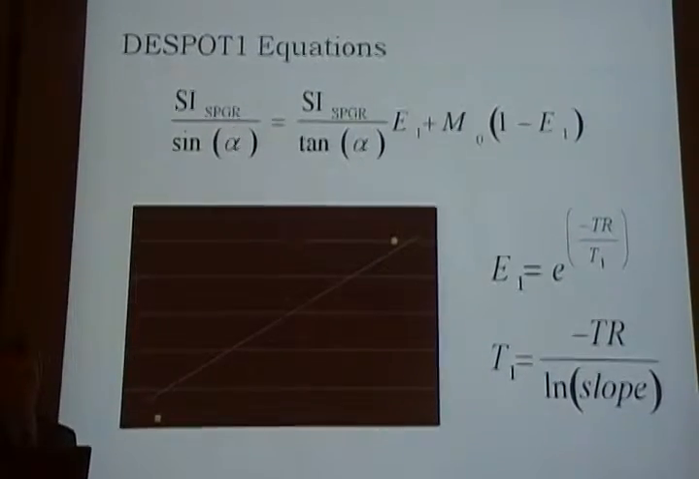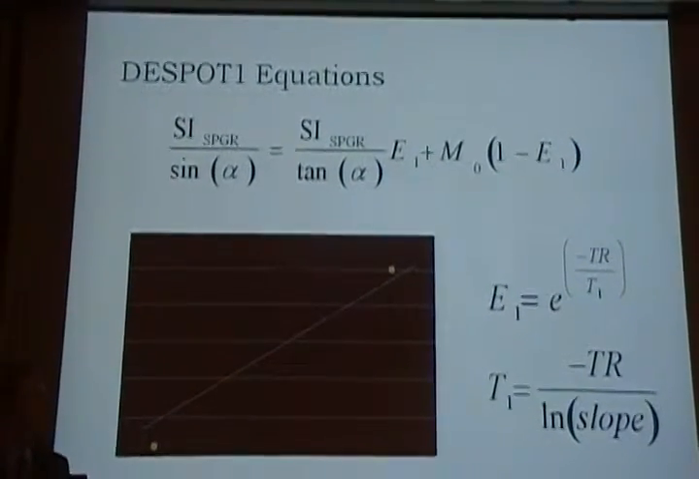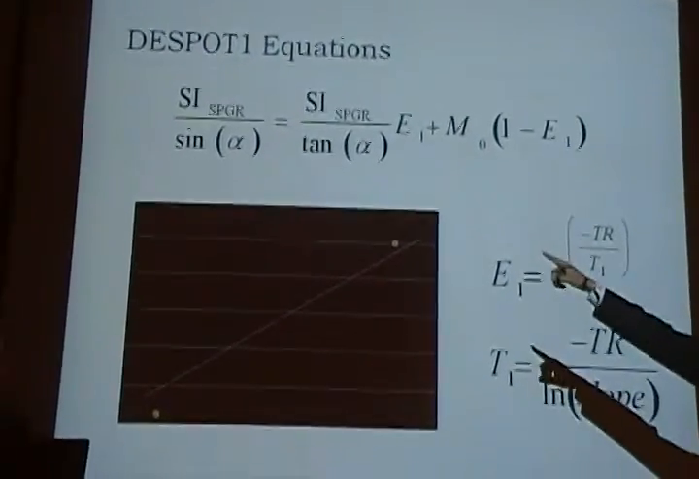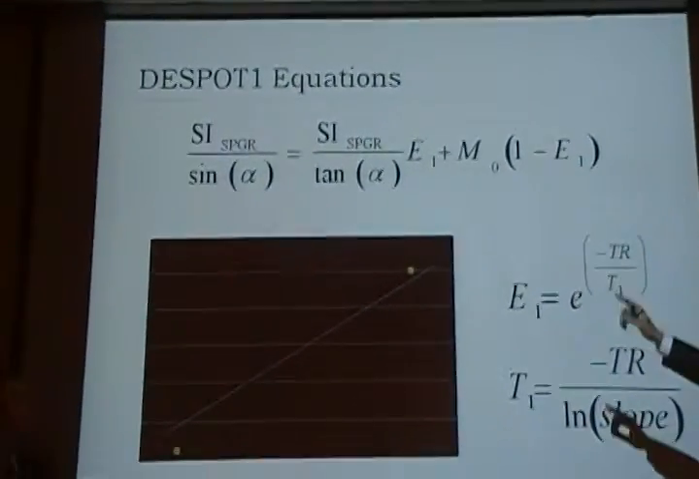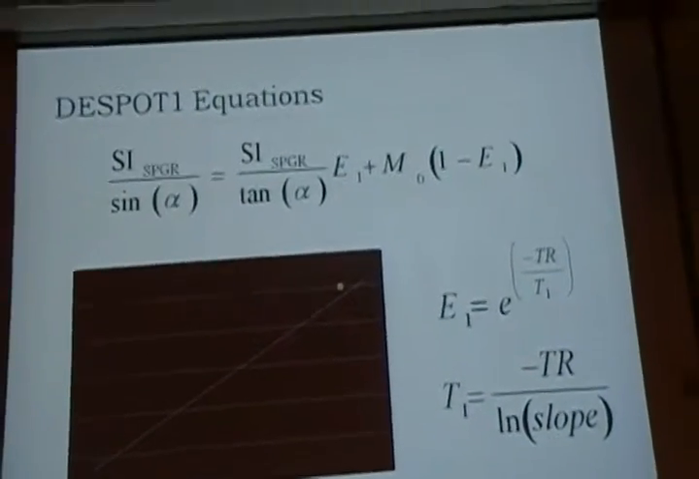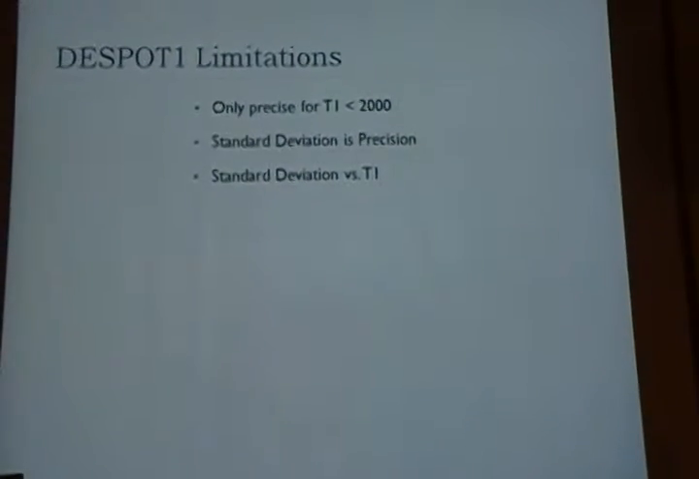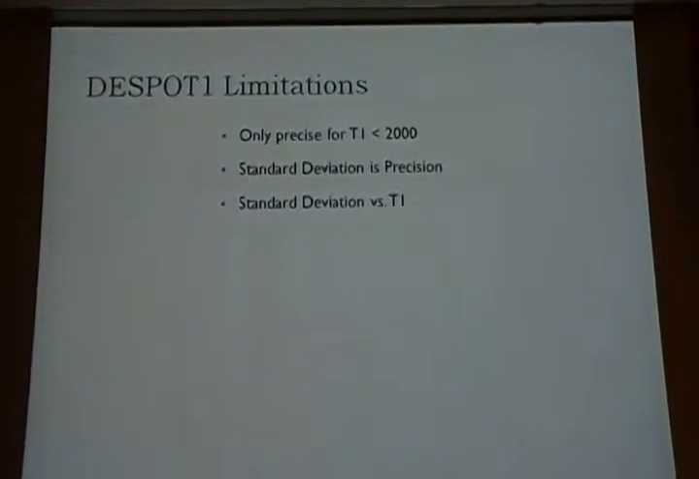So these are the basic equations which it runs off of, and if we plot the signal intensity versus the flip angle, we get a straight line, and if we take the slope of this straight line, we can calculate T1 from that. So it's a measuring technique, DESPOT.